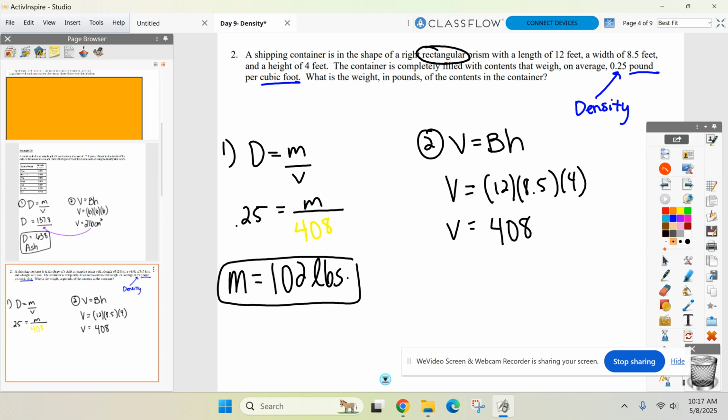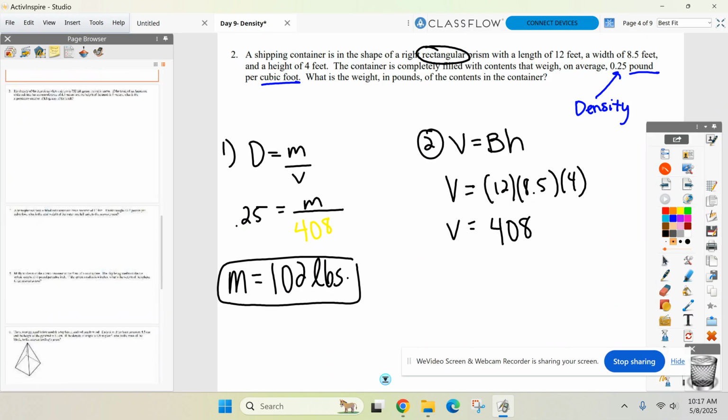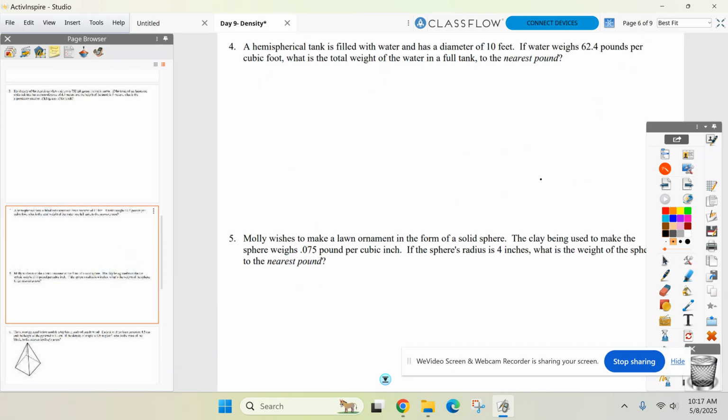Anybody else? Go to number 4. I'm skipping over 3. You guys remember finishing the notes for your homework. Let's go to number 4. Hemispherical tank. Keep that in mind.